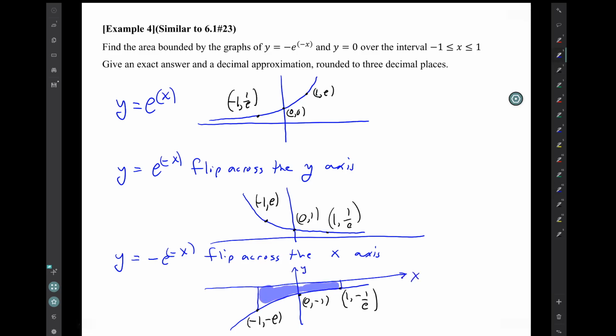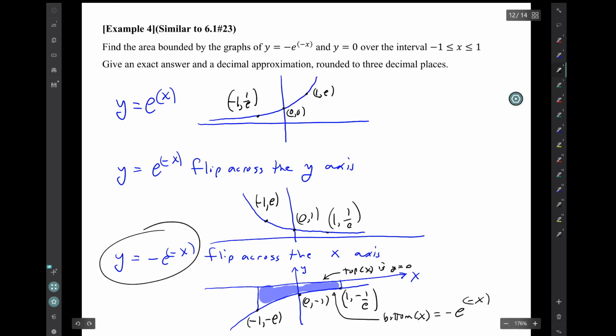So there's our region. You can see that on this interval, the top graph is y equals 0, and the bottom graph is that function. With that information, we can set up the integral.